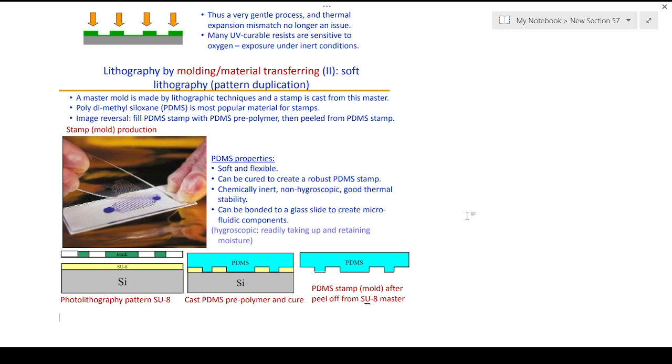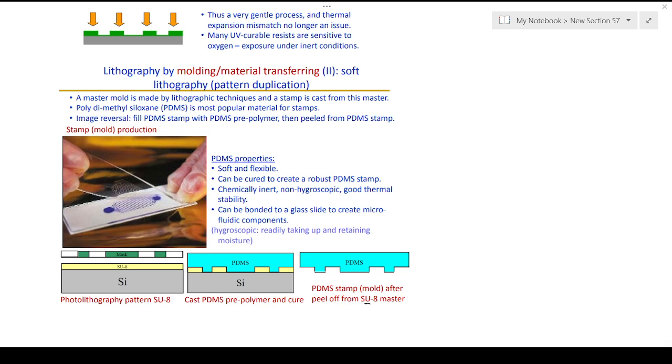So we will be using a silicon master, and over that we will be utilizing a material with soft and flexible properties, which can be cured using the stamp, and which is chemically inert. Good thermal stability is also there. So this is one of the processes called the soft lithographic technique.